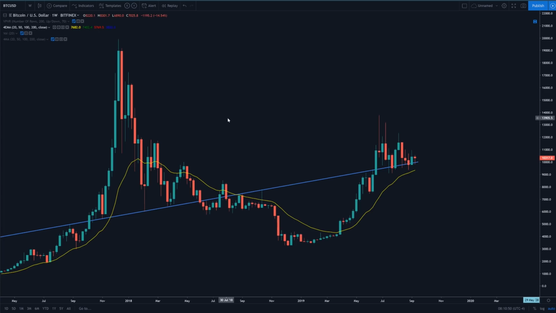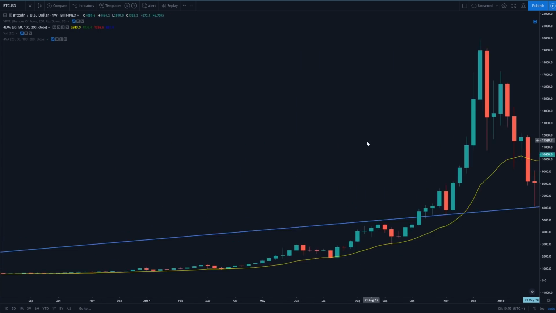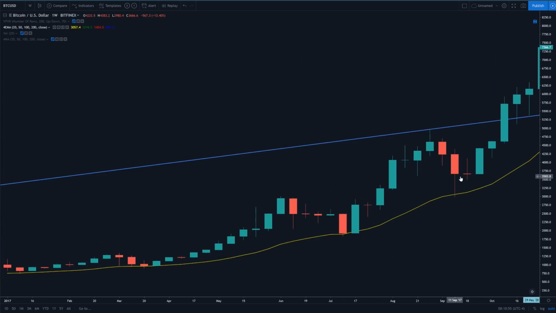Maybe we see something like that, but I don't think we necessarily have to see the market pull all the way down to it. As we saw here in 2017, when Bitcoin was retracing from $5,000, only the wick went down here to test the 20 EMA, but that was enough.